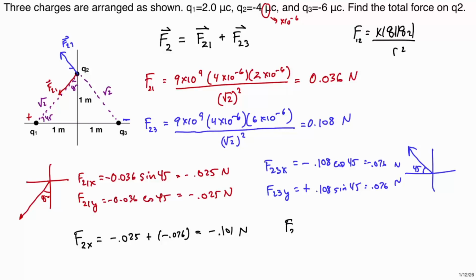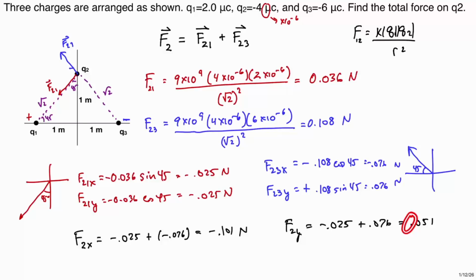So what is F2y's component? What two things are we putting together here? Negative 0.025. And positive 0.076. There we go. 0.051. Okay. So what do we learn just right now? Where is F2 pointing? It's negative x, positive y. That's got to be second quadrant.